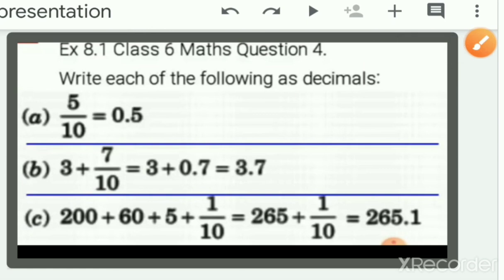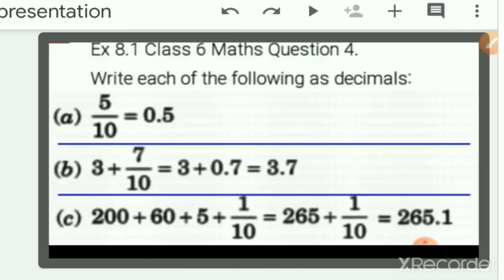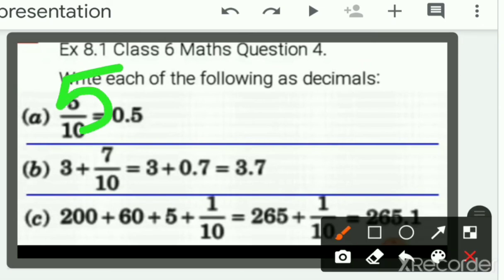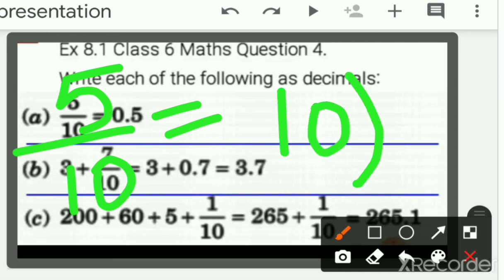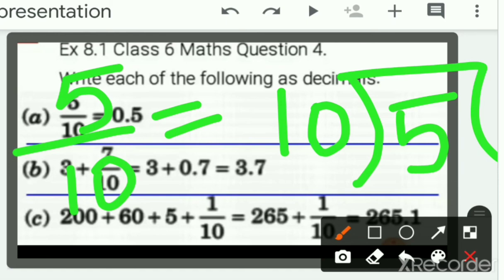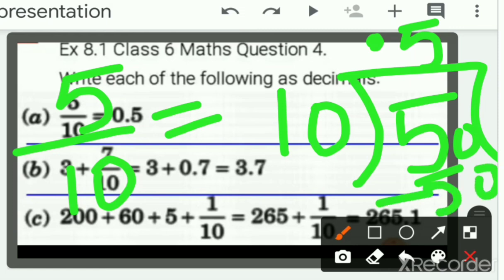Now we have question number 4, that is write each of the following as decimals. You have to write them in decimal form. Like we have 5 by 10. So we will have to show them in decimal way. So 10 will divide 5, point will come here and 0 will be added here. 10 times 5 is 50. So 50 minus 50 is 0. So it will be 0.5.